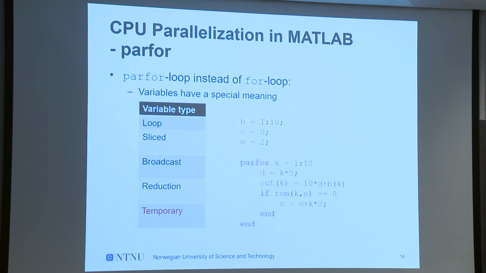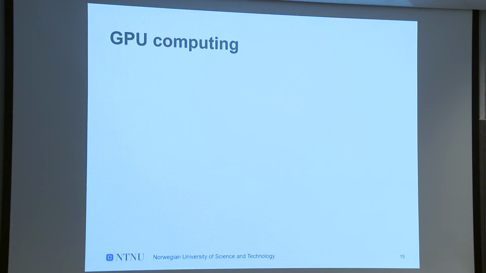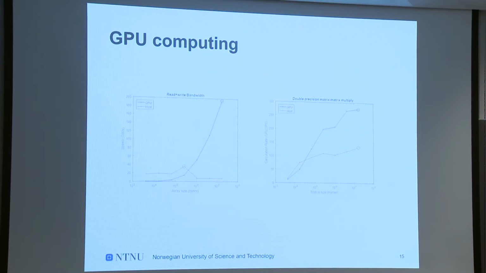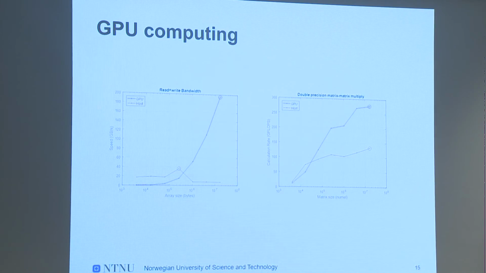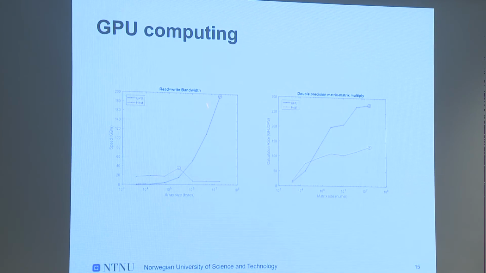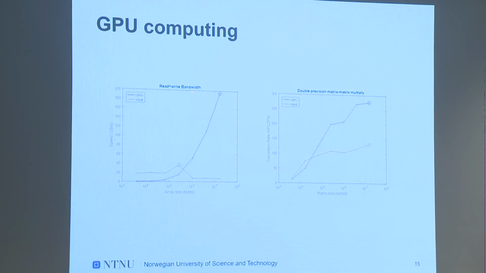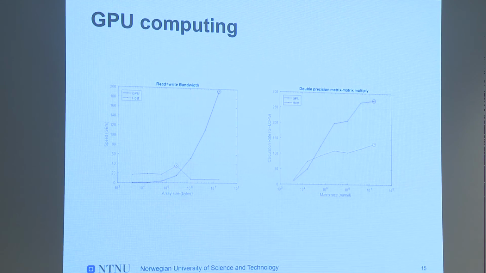So now, as you see, we can achieve quite a lot already with a CPU. Why do we want to use a GPU? And these are performance plots I created on my own computer at home. This one is the read and write bandwidth. Blue is GPU, red is CPU.